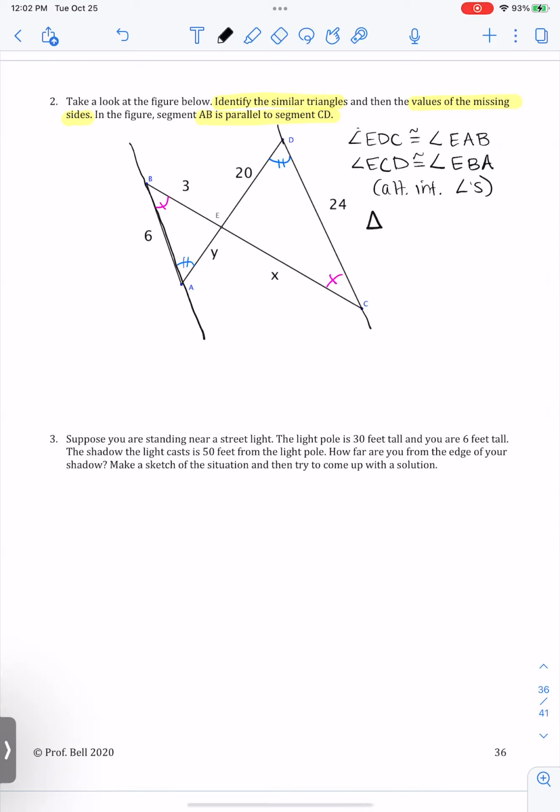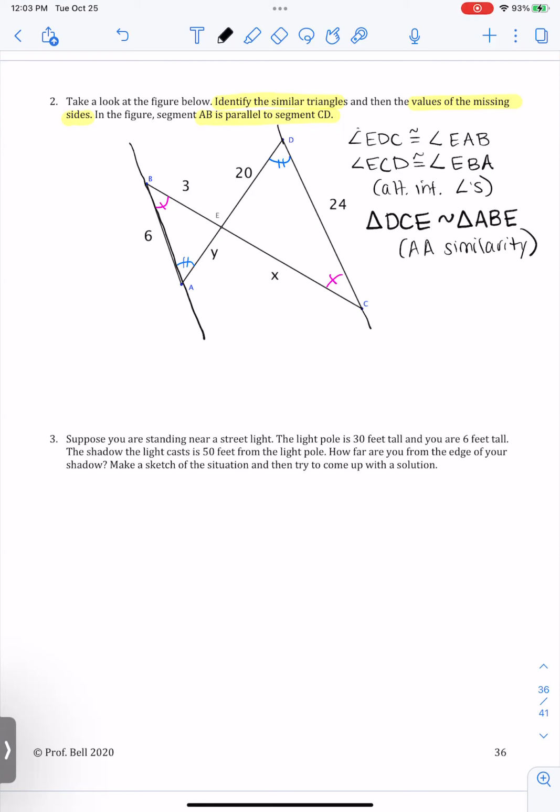So now we know that triangle, I'm going to start at the blue angle, D, then I'm going to go to the pink angle, C, then to E, is similar to triangle, I'm going to start at the blue angle again, A, then the pink angle, B, and E. And this is by angle-angle similarity. Okay, so here we go. Now we know the triangles are similar. This means we can set up proportions that match the sides to one another.